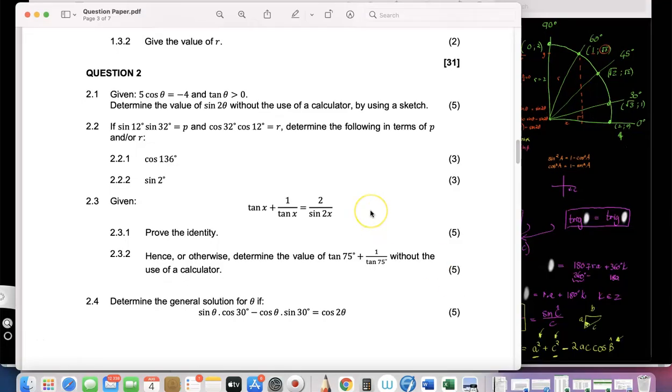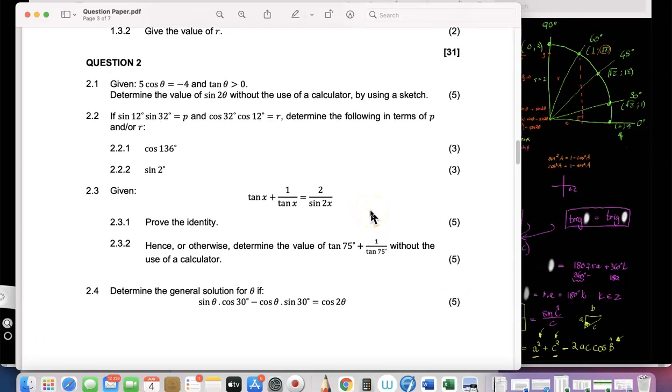Good day, students. Okay, so I promised you a video wherein we're going to do the past June exam question paper, and then just show you how we could have done basically all of these questions just by knowing the basics of trig.